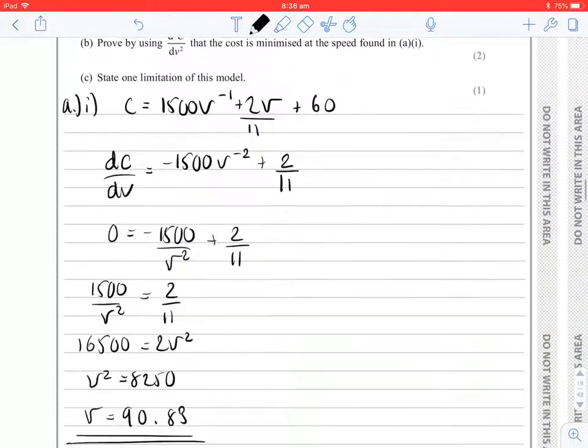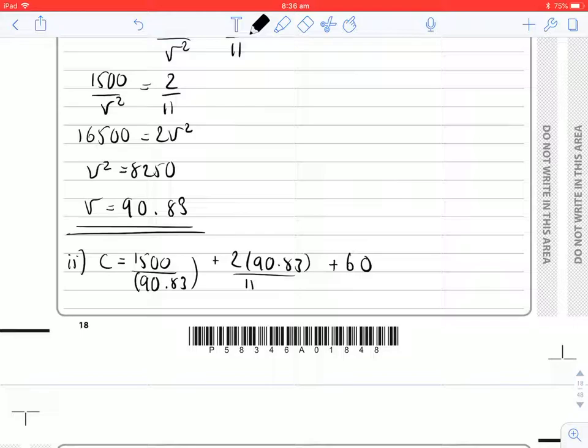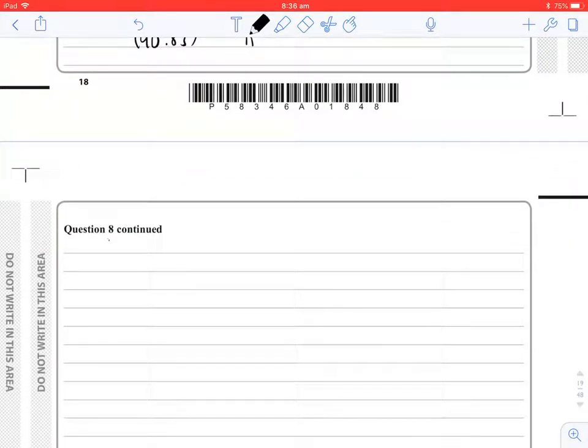Part 2, find the minimum cost of the journey. Now, in order to do that, all we do is we sub our value of V into our equation. So C is equal to 1500 over 90.83, add 2 lots of 90.83 over 11, add 60. So putting that into the calculator gives us a value of C is equal to 93.03.